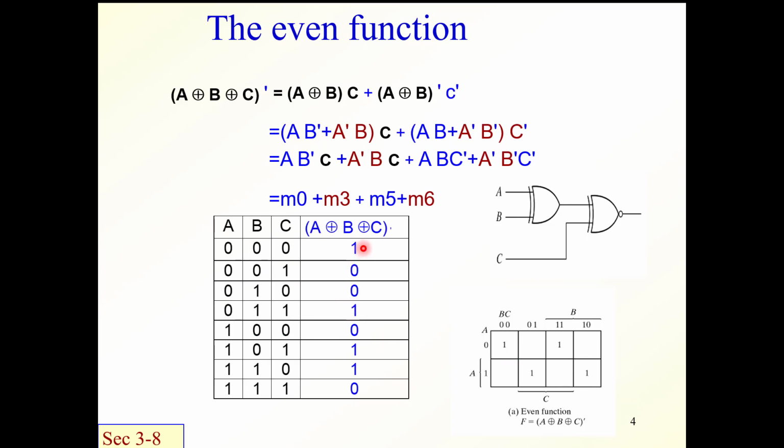Notice, this is equal to 1 to say that the number of ones at the input are even. This is equal to 1 to say the number of ones here are even. The number of ones here are even. The number of ones here are even. So this is called the even function.